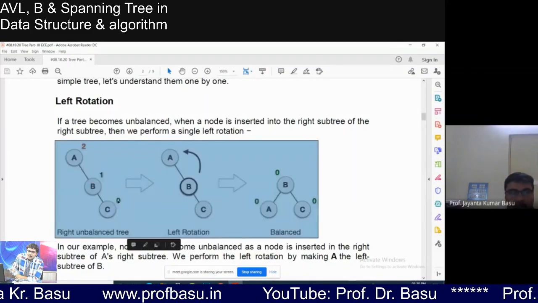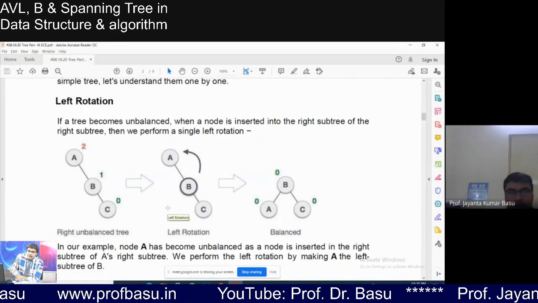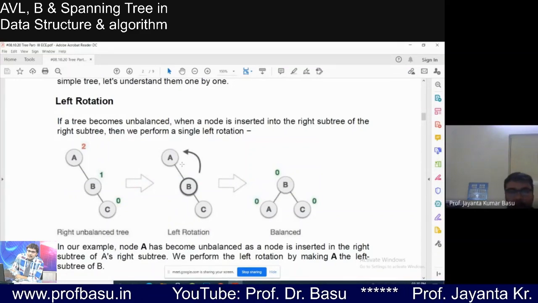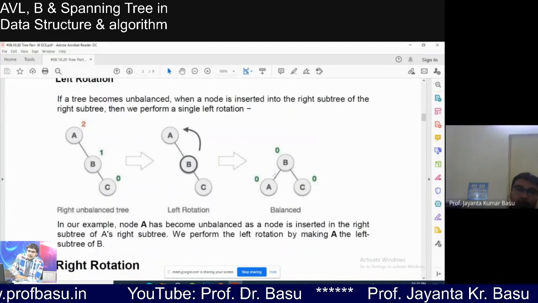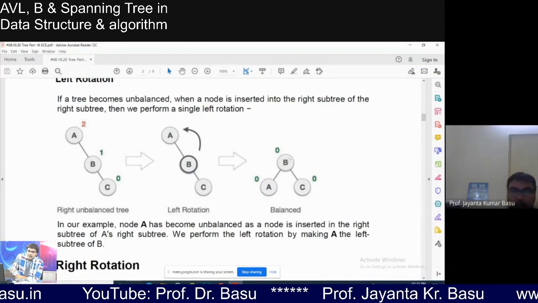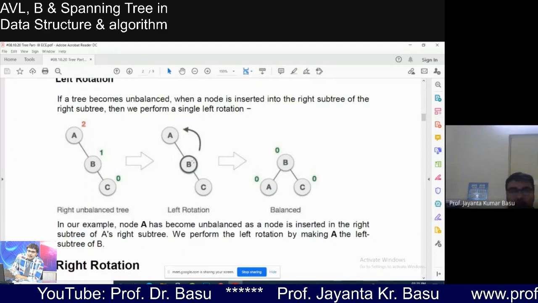So if I do this, A will come to the left side of B, and this will be a balanced tree, right? Every node has a permissible balance factor value, and B is 0 in this. Got it? So it is an example of left rotation.